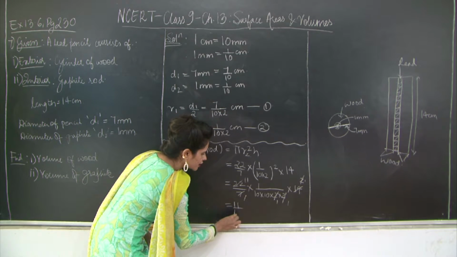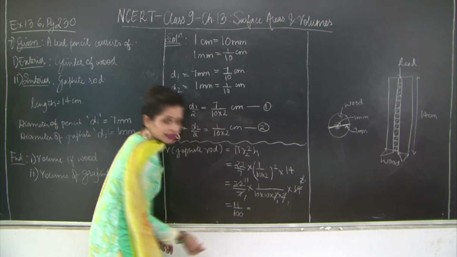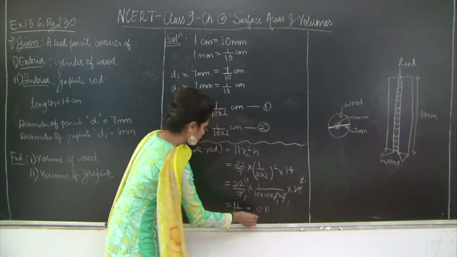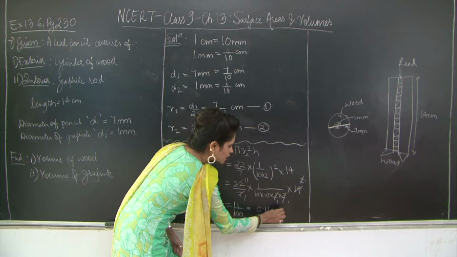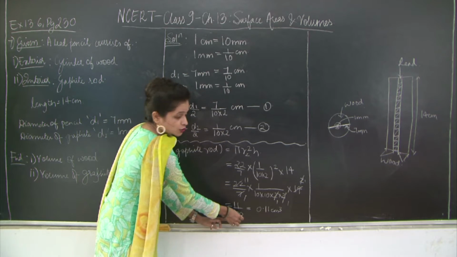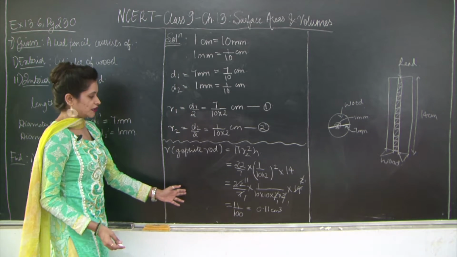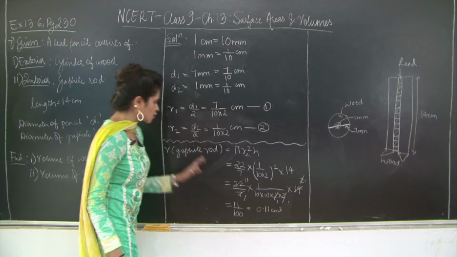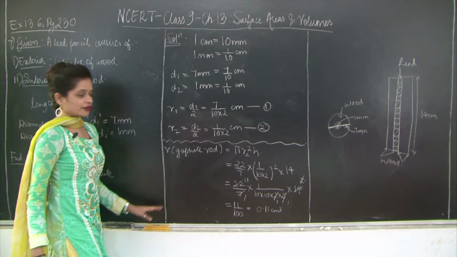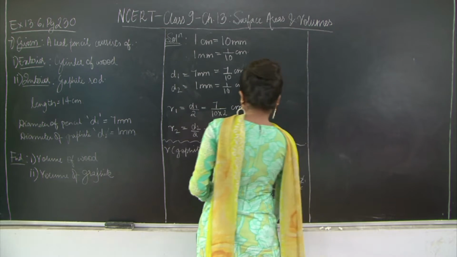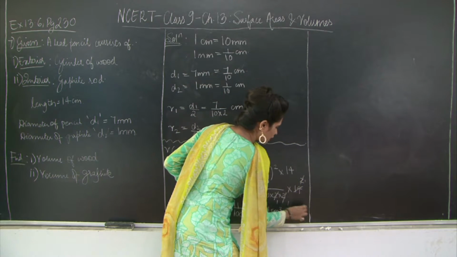11 upon 100, which is nothing but 0.11. Why 0.11 centimeter cubes? Because we have 2 zeros in the denominator, so shifting towards the left in the numerator by 2 decimal places to get rid of these 2 zeros. So this is the volume of the graphite rod. Let's mark this as 1.